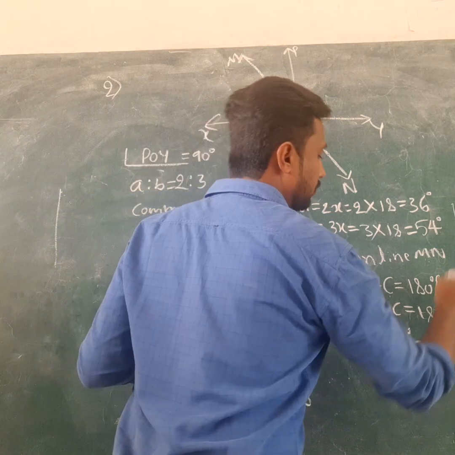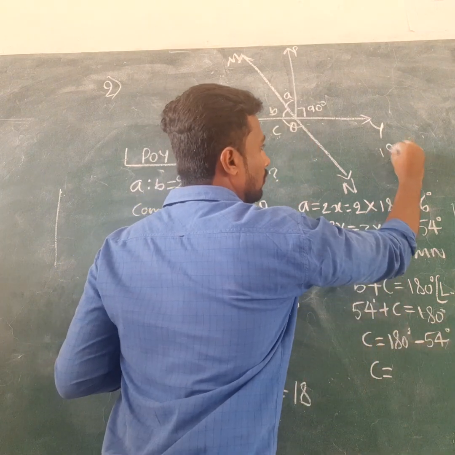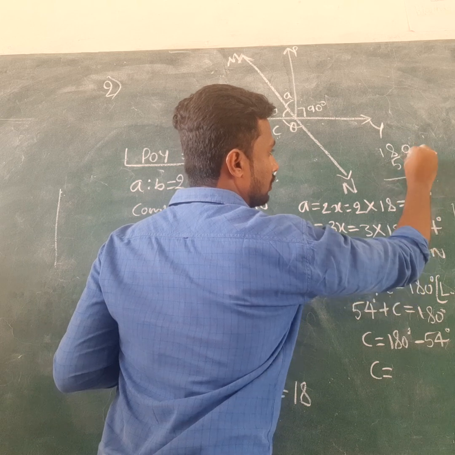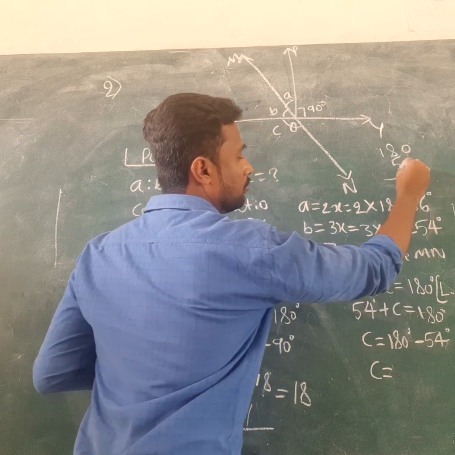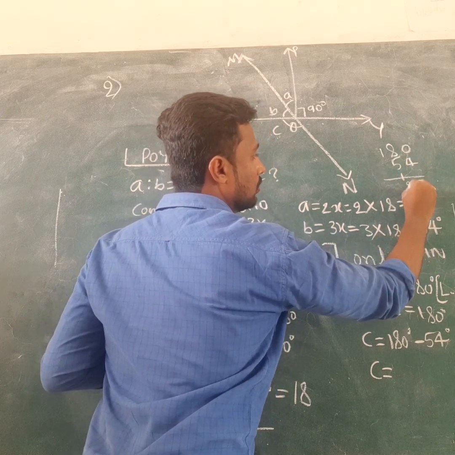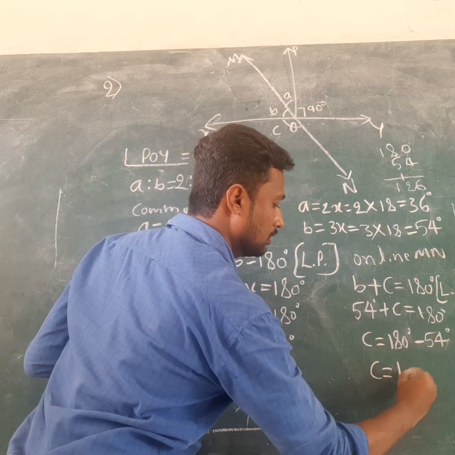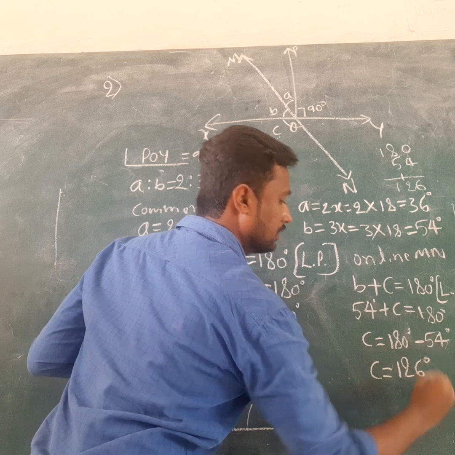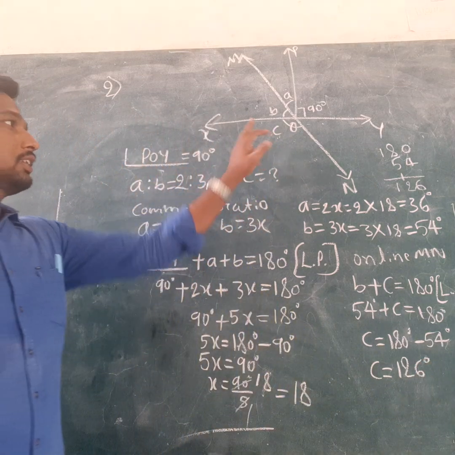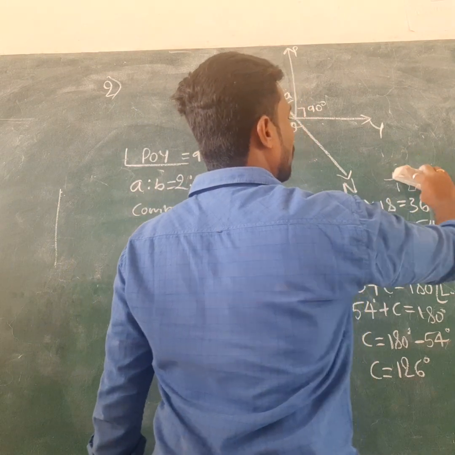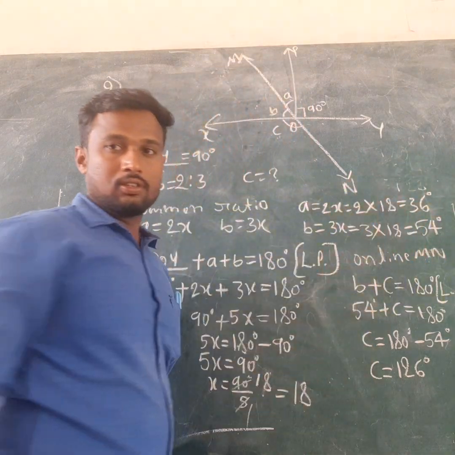180 minus 54. 180 degree minus 54. 10 minus 4, 6. 8 minus 6, 2 and 1. So answer is 126 degree. So angle C is 126 degree. How we have calculated that?